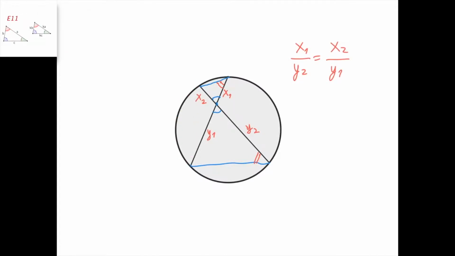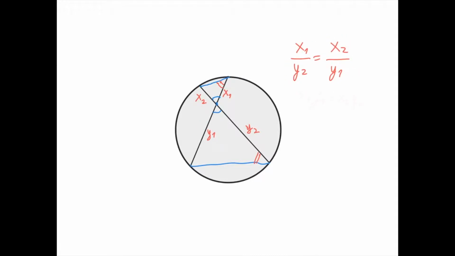From the properties of similar triangles, we know that x1 divided by y2, which is the corresponding side in the other triangle, equals x2 divided by y1, the corresponding side in the other triangle. And so we get this relation, and it can be written as x1 y1 equals x2 y2.